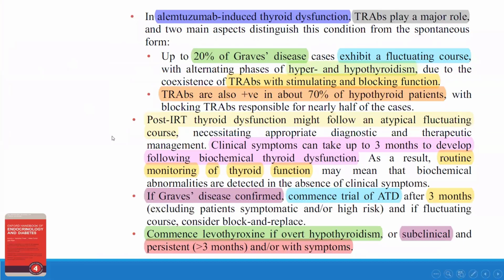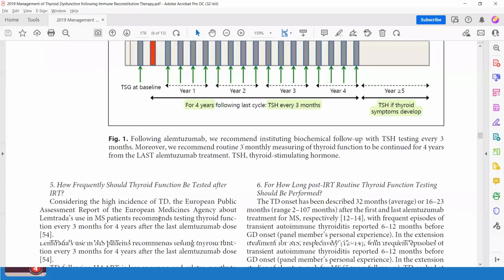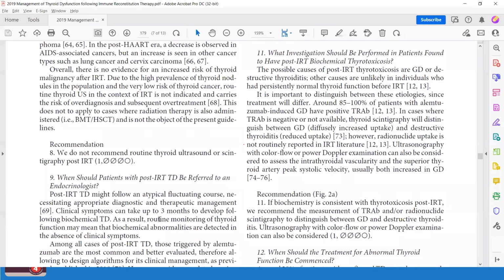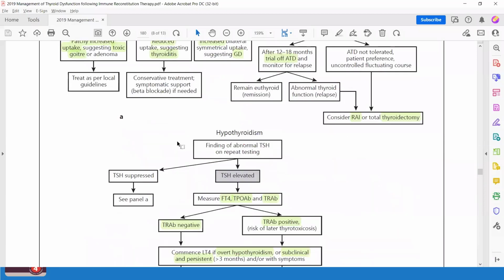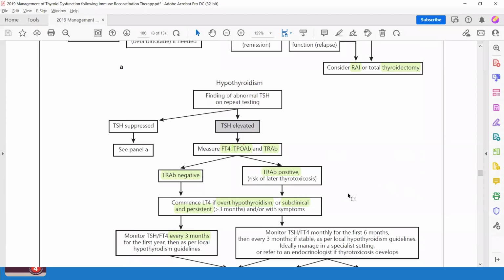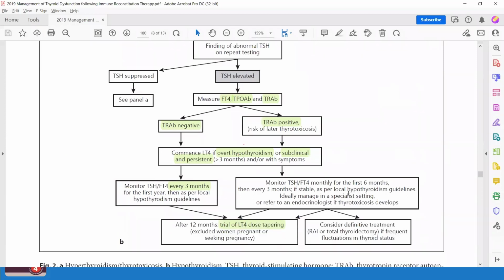If Graves' disease is confirmed, we should commence trial of antithyroid drug carbimazole for 3 months, and we should give levothyroxine if overt hypothyroidism or subclinical hypothyroidism persists more than 3 months and or with symptoms. Actually, in the guidelines, they mention this very important table algorithm, how to manage if there is a hyperthyroidism or thyrotoxicosis, and another one if there is a hypothyroidism. And this table I will cover in a separate session about the guidelines.